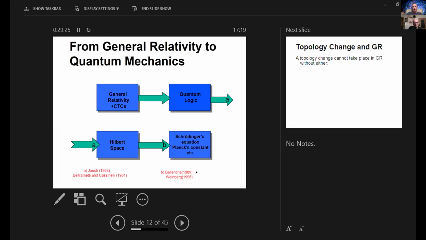Ballentine does that really nicely, I think, for the non-relativistic case. Weinberg's book deals with it for the relativistic. Gleason's theorem tells you what the probability structure has to be on it. There's basically nothing else that can happen in this route. You can't end up anywhere else other than a non-trivial equation of motion.